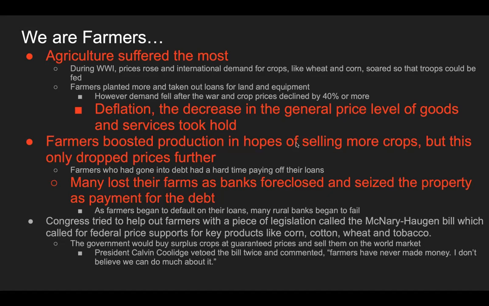As farmers began to default on their loans, many rural banks began to fail, because if banks don't get money, how do you run a bank with no money?